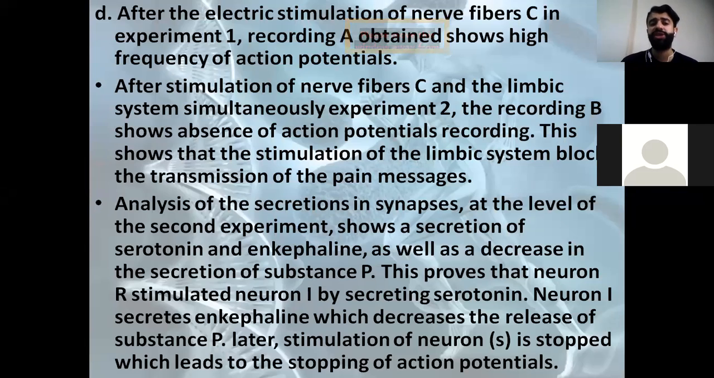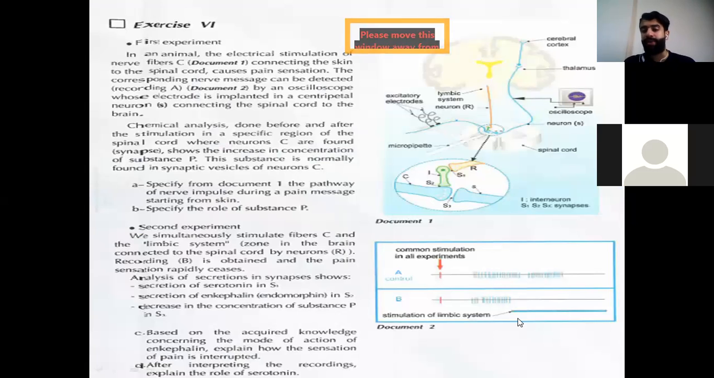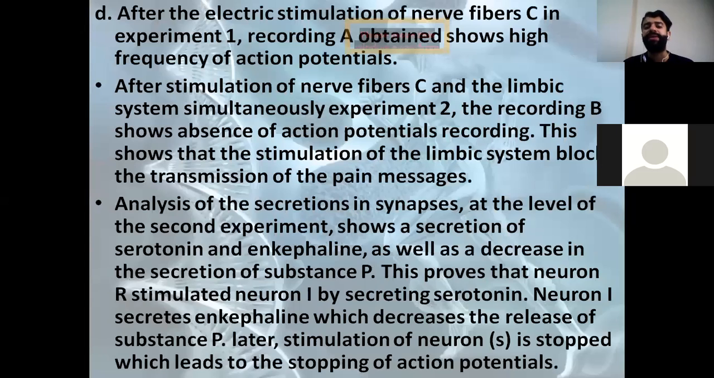However, after stimulation of both fiber C and the limbic system in experiment 2, what happened? Recording B shows absence of action potential. This shows that stimulation of the limbic system blocks the transmission of the nervous message. This shows me that when I only do stimulation of the limbic system, as shown here, normally it would be like the control, but since we did stimulation, there is no action potential, so it inhibits the propagation of the nervous message, or the transmission of the pain message as well.